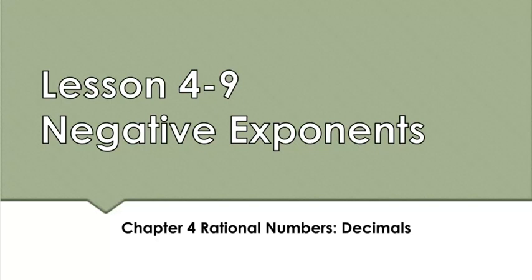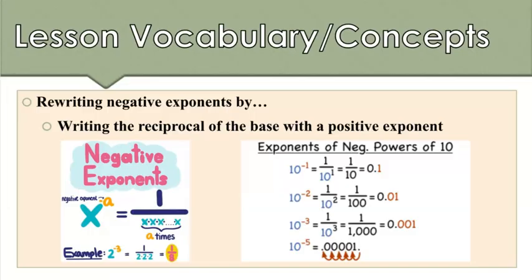Lesson 4-9, negative exponents. So in this video, we're going to look at negative exponents and how we can simplify powers with negative exponents. So first up, what does a negative exponent look like? When you have a base with a negative exponent, to simplify it or get rid of the negative, all you're going to do is take the reciprocal of the base and then write the base with a positive exponent.